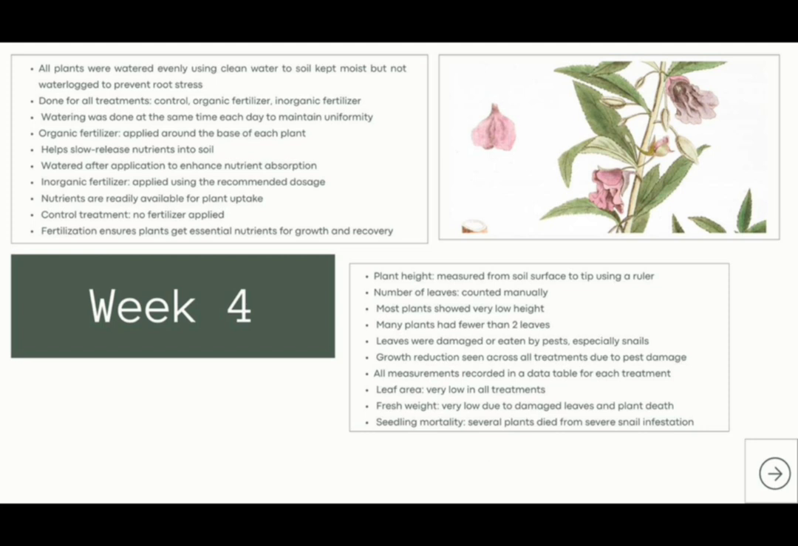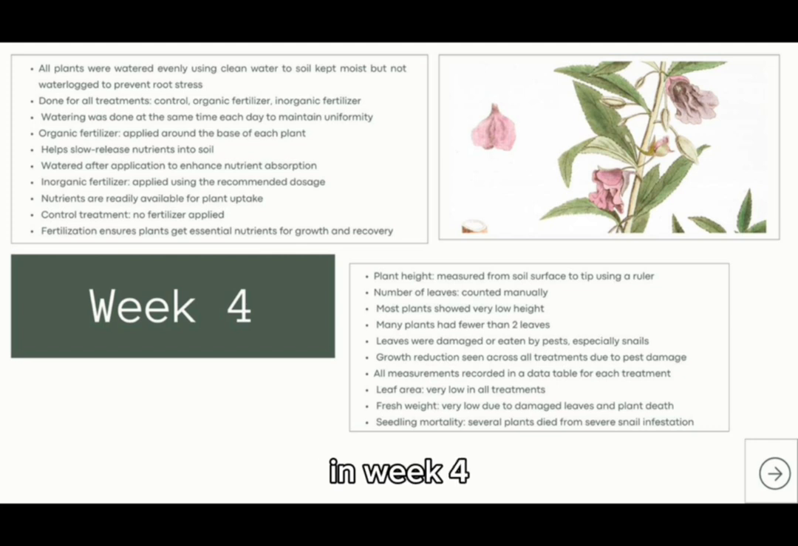After that, measuring plant growth, plant height was measured from the soil surface to the tip of the plant using a ruler. The number of leaves was counted manually. Based on the observation in week 4, most plants showed very low height with fewer than 2 leaves, and many leaves were damaged or eaten by bees. Next, all measurements were recorded in a data table.